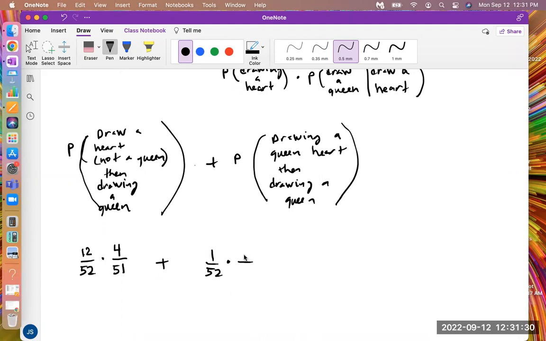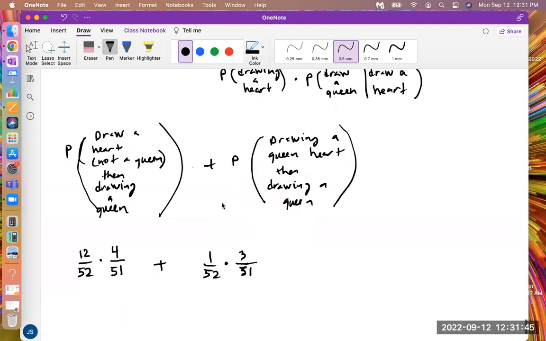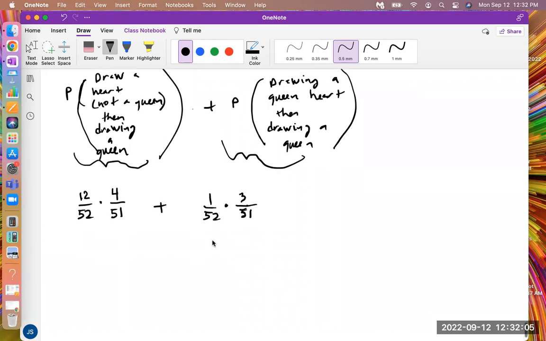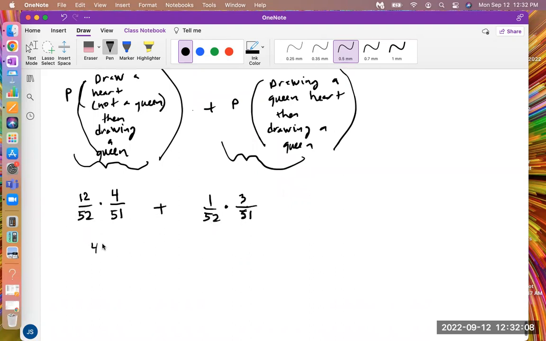And then the probability that the second one is a queen. Now, if we drew the first queen heart, there's only 3 queens left out of 51 cards. So this is the probability that we will draw the queen heart, then followed by another queen. This is the probability that we're going to draw a non-queen heart, followed by a queen. Both of those would make us happy, so we need to calculate this probability of both and then add them together. So this one's 12 times 4, 48, over 52 times 51.